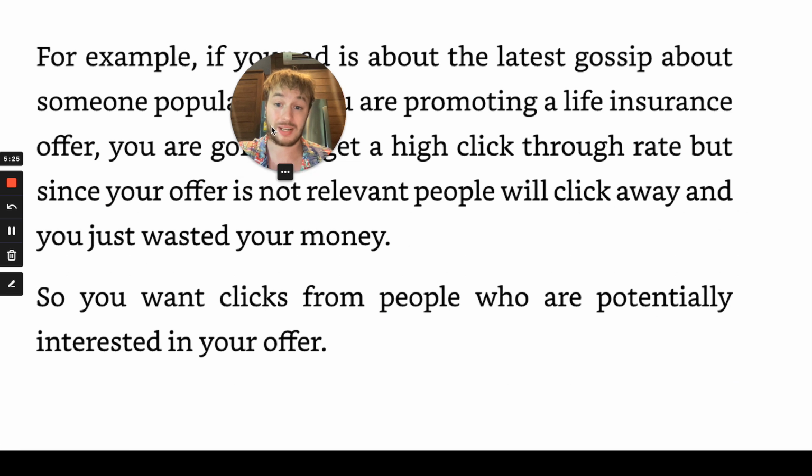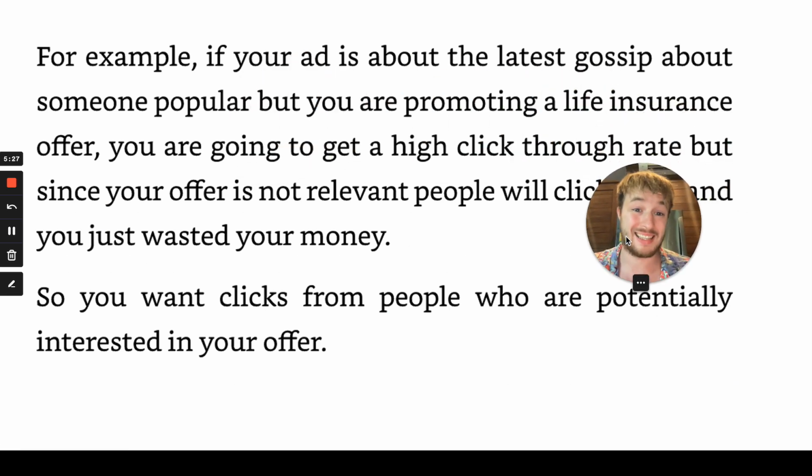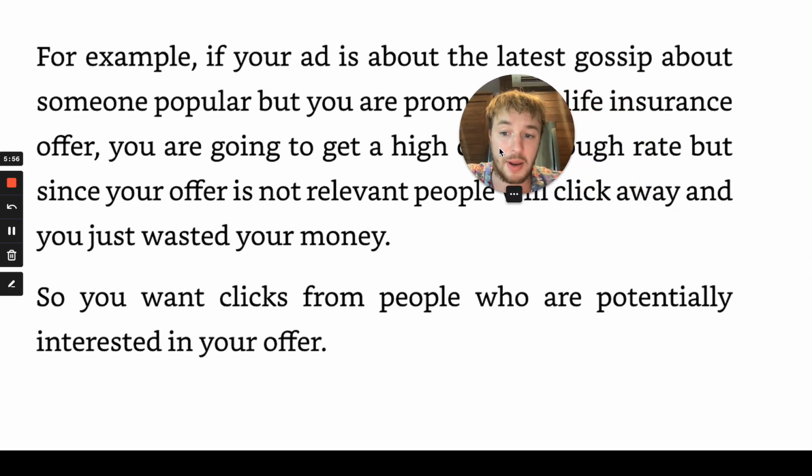Next thing, for example, with ads: if your ad is about, for example, the latest gossip about Kim Kardashian or someone popular online, right? And you're then promoting a life insurance offer. Yes, you're going to get many clicks, of course, because people are curious, oh, Kim Kardashian, right? But it doesn't make sense, it's not relevant enough. It will make you lose your ad account, you don't get any money, no sales, and in the end you lose money, right? You don't make any profit. So you just wasted your time and money.